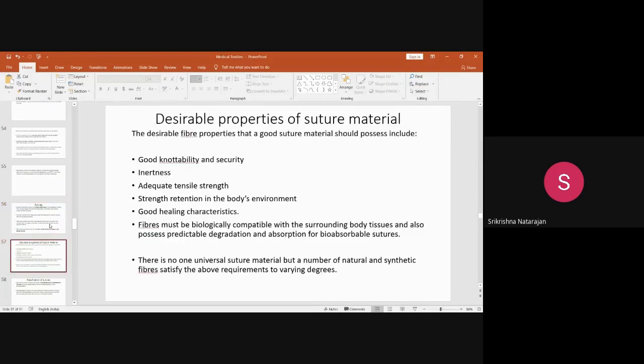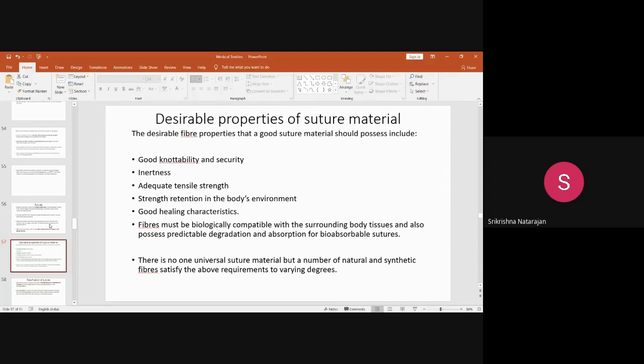If you see, there are desirable properties which a suture material should possess. What are they? It should be good knottable and secure. It means that the knot strength should be higher. When you make a knot, that knotability should be good and it should be secure. That knot should not be easily removed when you make a knot. So that is important. Next, it should be inert. It should not be reactive. It should be inert.